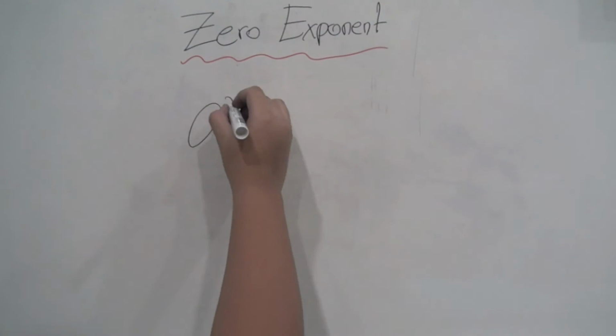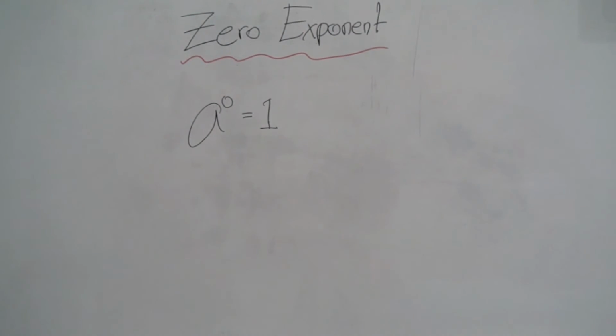Moving on to the fourth law, the zero exponent. It is basic. When the base has a zero exponent, the answer must always be 1.